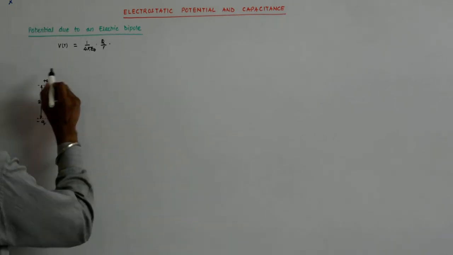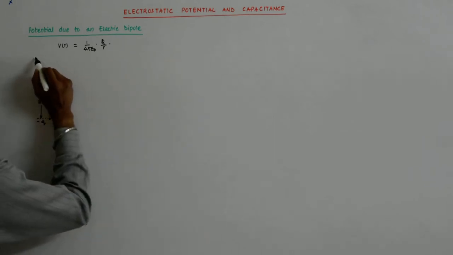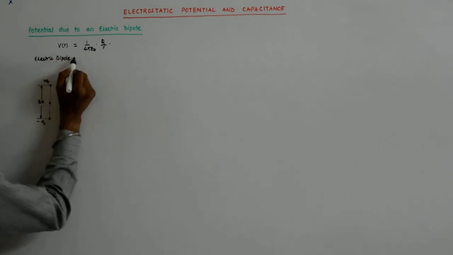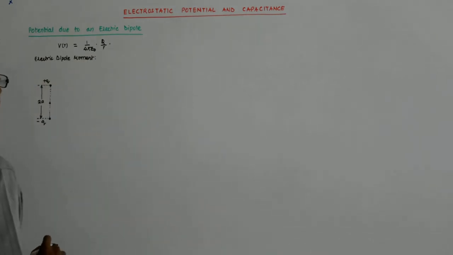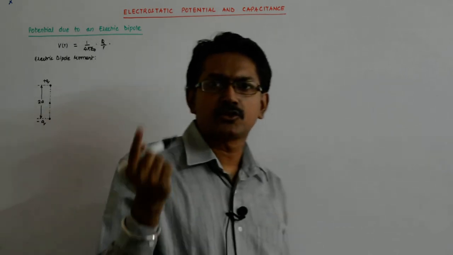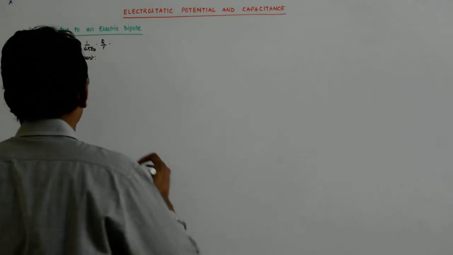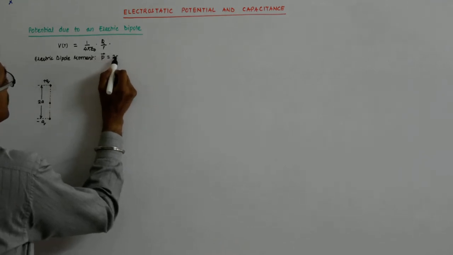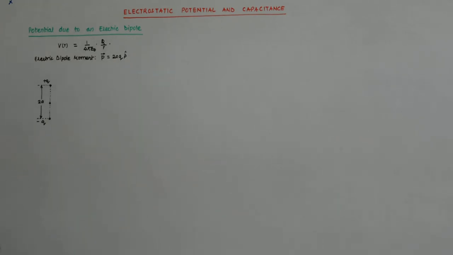We also defined a thing called electric dipole moment, no? Electric dipole moment, which is what? Which points from the negative charge to the positive charge, and whose magnitude is 2aq, right? So this is how we define it, right? Fine.